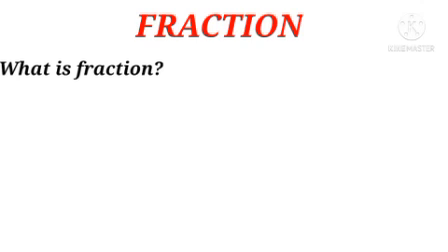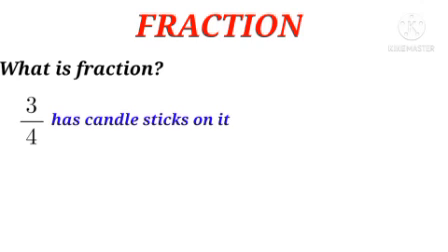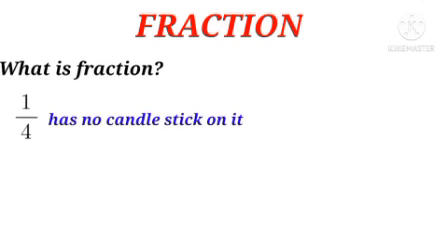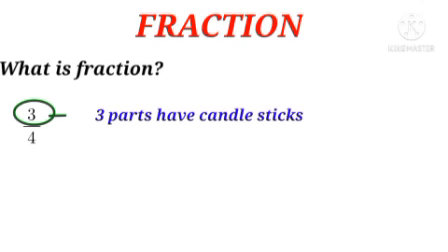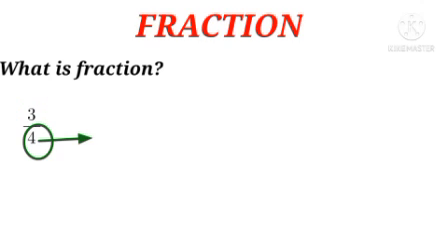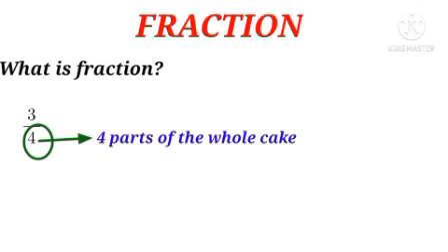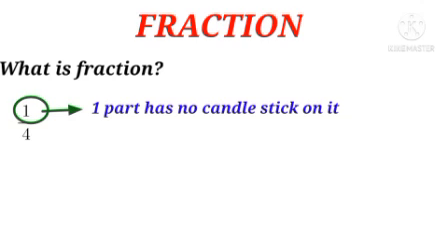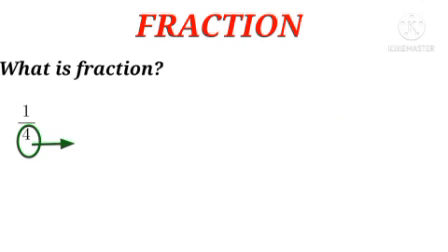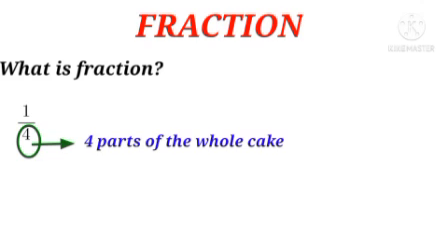Now, we'll say 3/4 of the cake has candlestick on it, while 1/4 of the cake has no candlestick on it. If you look at 3/4, the 3 above means that just 3 parts of the cake has candlestick on it, and the 4, which is below, means that the cake is divided into 4 parts. Now let's look at the 1/4. The 1 above means that just 1 part of the cake has no candlestick on it, and the 4, which is below, means that the cake is divided into 4 parts.